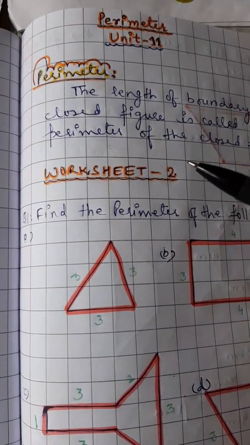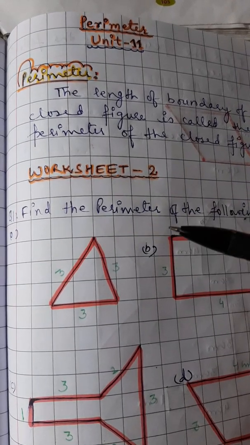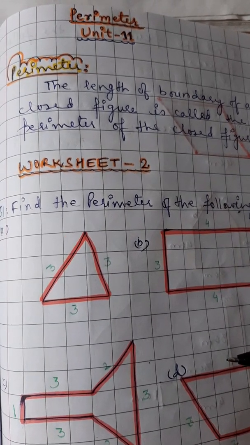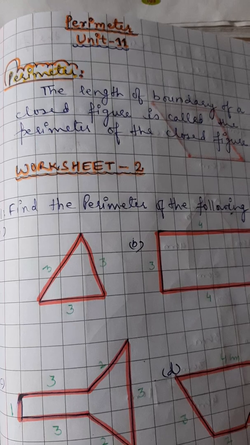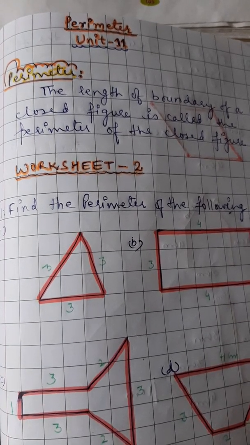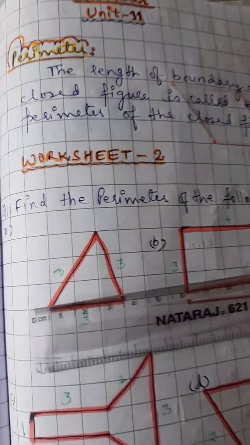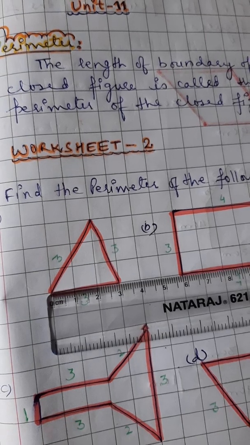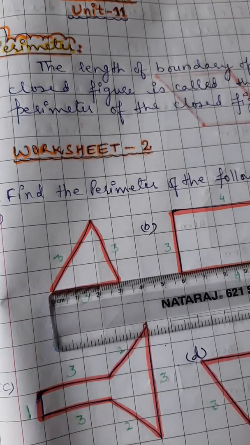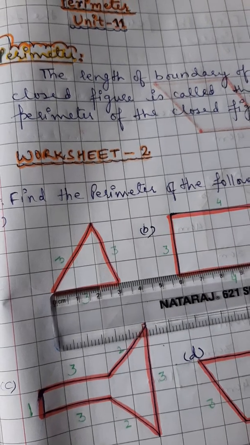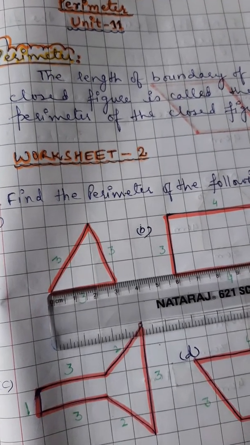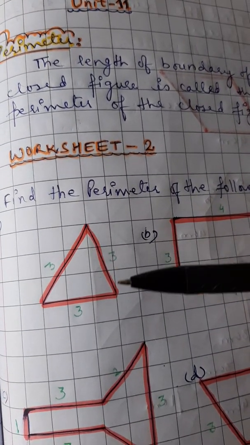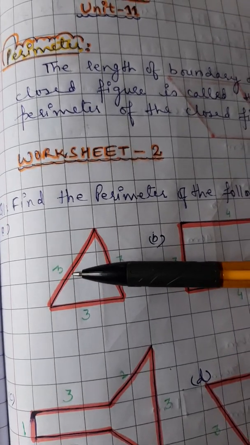So in worksheet 2, we have the first question: find the perimeter of the following figures by measuring the sides. Here students, what do you have to do? You will take a scale and measure the sides of your figure. So put the 0 mark at one corner and measure the side. Here the side is 3 centimeter. And in this way you can find the lengths of the other two sides. So it is also 3 and this one is also 3.